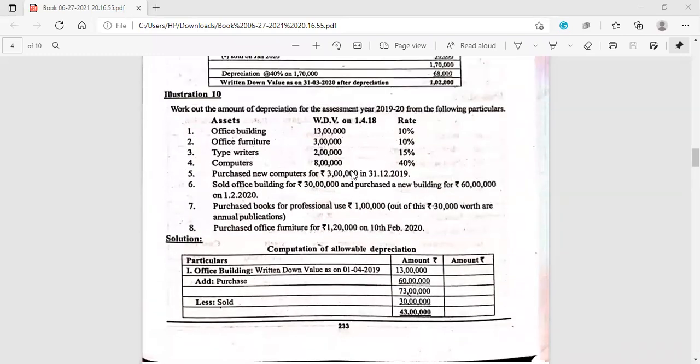Now another problem is on your screen. The problem is like this. Work out the amount of depreciation for the assessment year 1920. The assessment year must be 2021. Okay, so kindly make some corrections here.